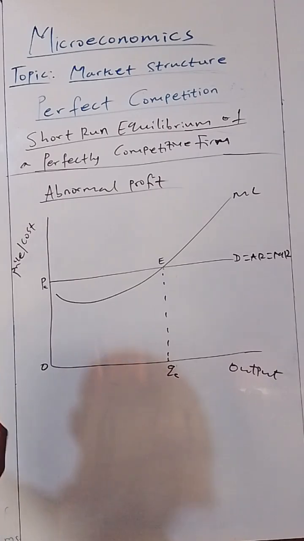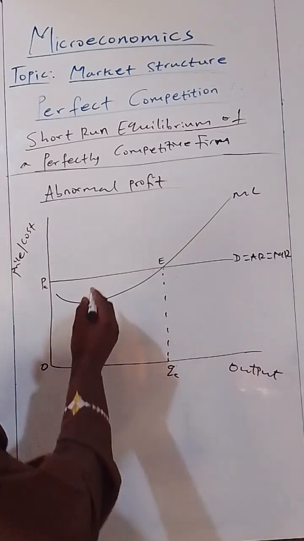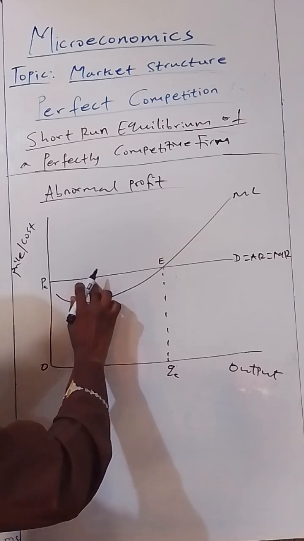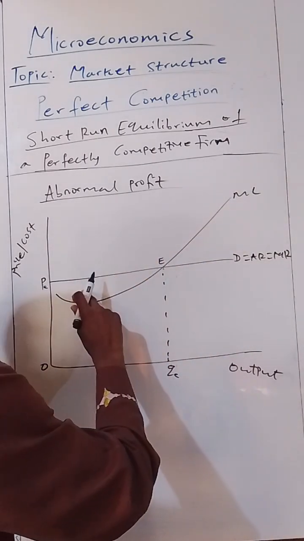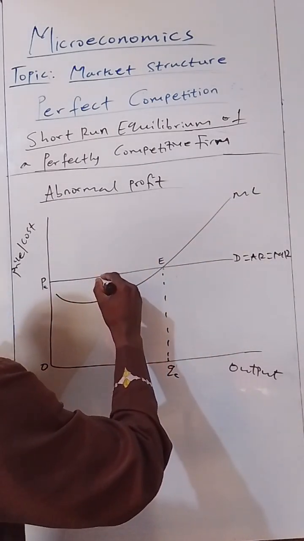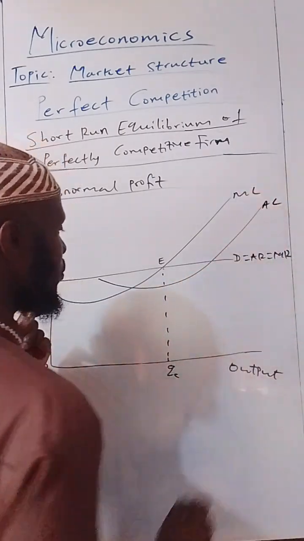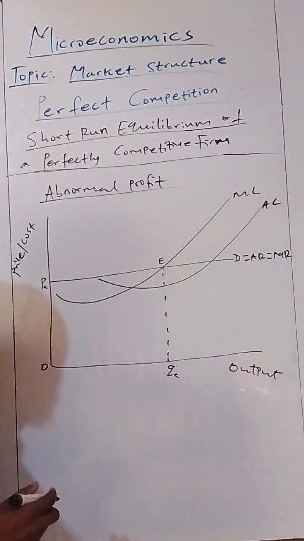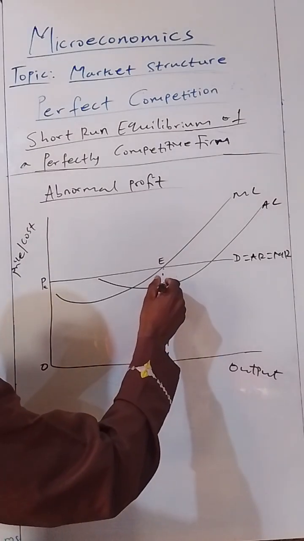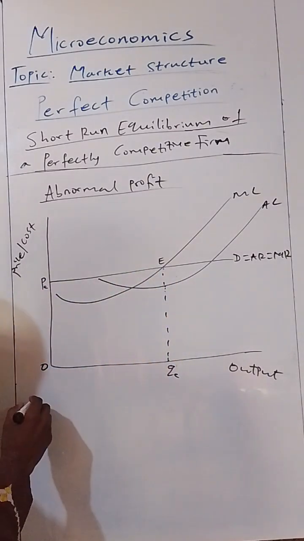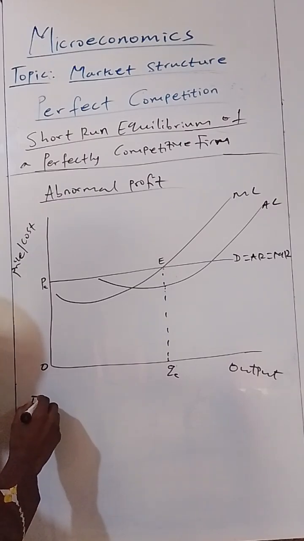So in order to know whether the firm is making abnormal profit or not, I need to introduce the average cost curve. If you want to draw the average cost curve, it will start from here. It will start above marginal cost on the left hand side here. If I start it here and I draw it like this, this is my average cost curve. Now, don't forget we said the price, the equilibrium price.